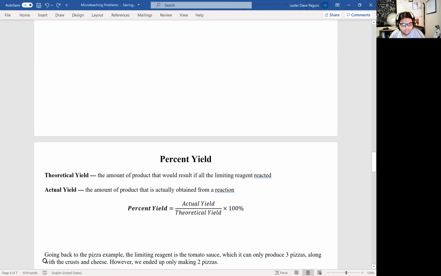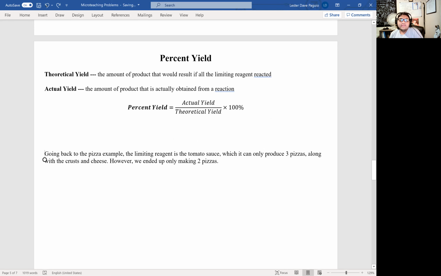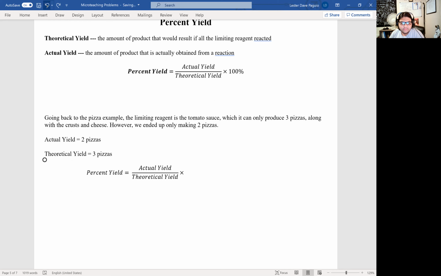So going back to the pizza example, the limiting reagent is the tomato sauce, which can only produce 3 pizzas along with the crust and cheese. However, we only ended up making 2 pizzas. So we can say that the actual yield is 2 pizzas and the theoretical yield is 3 pizzas. So by plugging in the appropriate numbers, percent yield equals actual yield over theoretical yield multiplied by 100%, which equals 2 pizzas over 3 pizzas times 100%, which would be 66.67%.